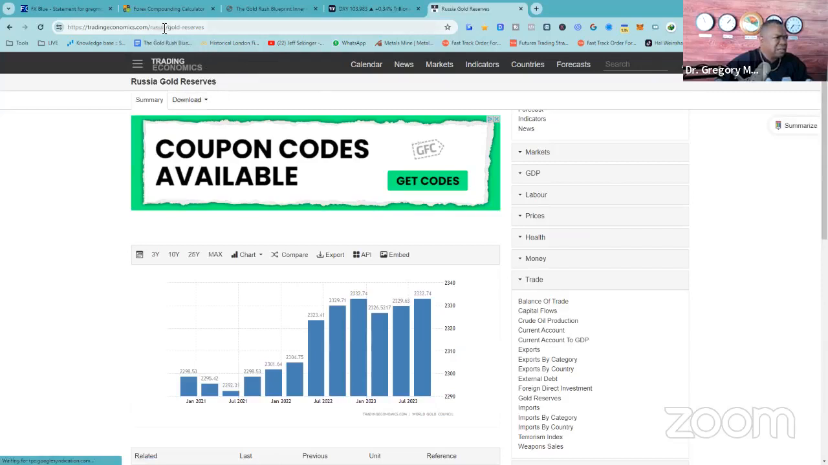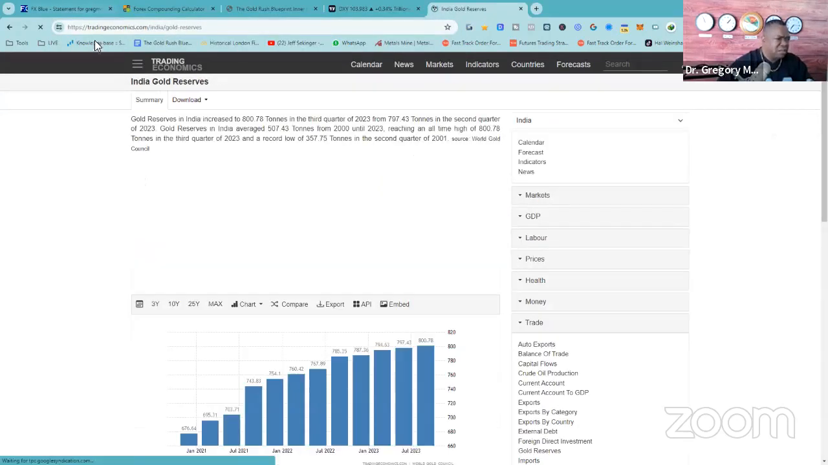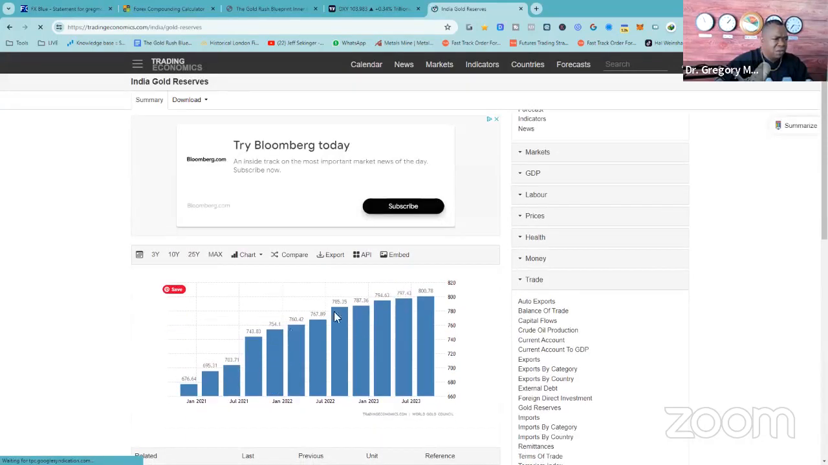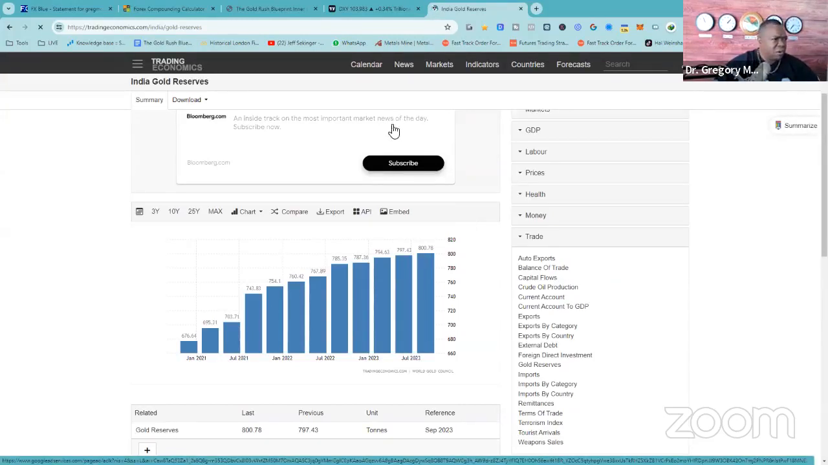And so we can see these major countries in the BRICS nations coming together to accumulate and stockpile. This is India stockpiling gold versus their stockpile of U.S. dollars, right? So we have this huge buildup, which is creating this demand for gold.